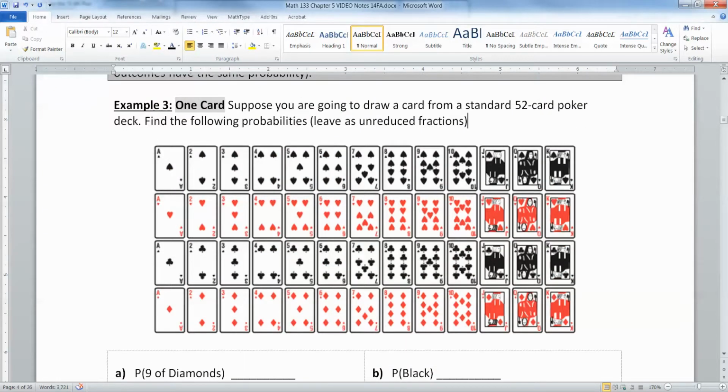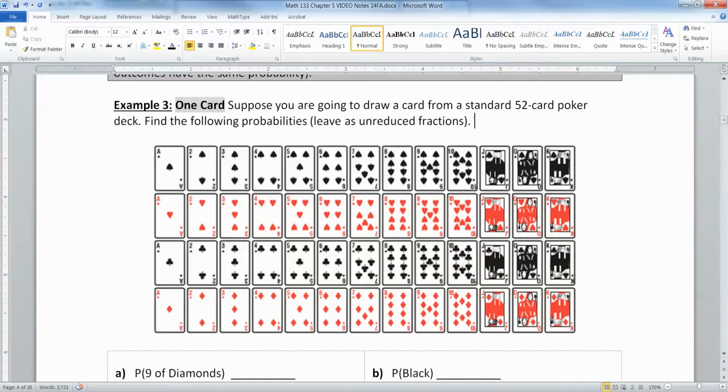So here's a standard 52 card poker deck. You are expected to know the suits, which are spades, hearts, clubs, and diamonds. You're expected to know the face cards, which are the jacks, queens, and kings. You're expected to know 10, 9, 8, all the denominations. You're expected to know the colors. Spades and clubs are black, and hearts and diamonds are red. You're expected to know how many total there are. So if you feel the need to play solitaire a little bit on your computer, so be it. It is important to us to be able to understand the card deck.